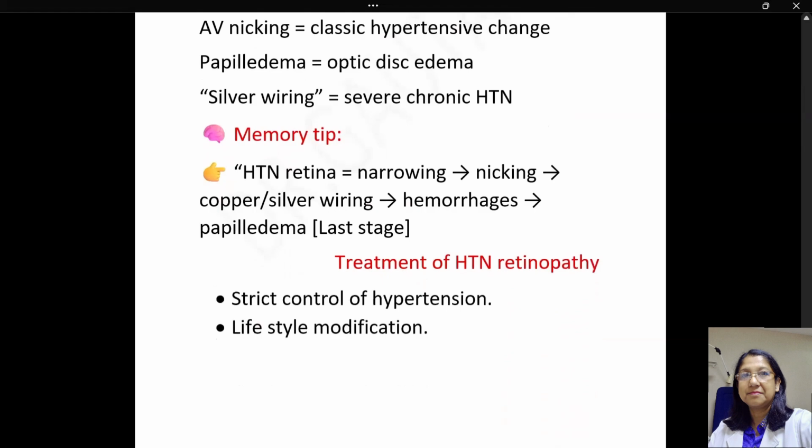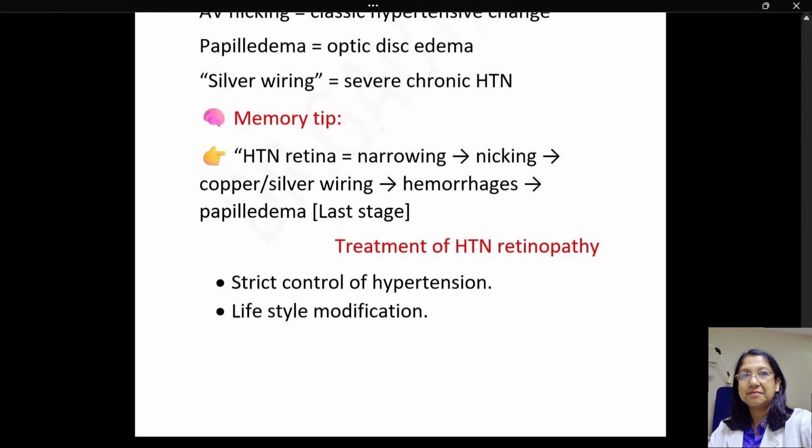So this is the memory tip: hypertensive retina, narrowing, nicking, silver or copper wiring, then hemorrhages, and last stage is papilledema. Treatment: only control of hypertension and lifestyle modification. Here there is no role of laser, nothing. So just control of hypertension.